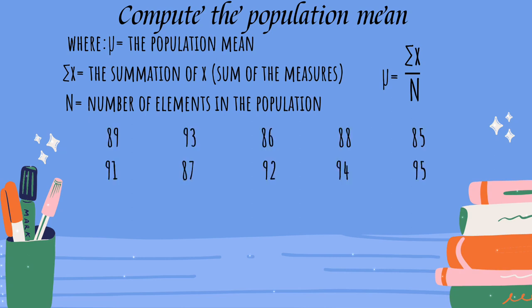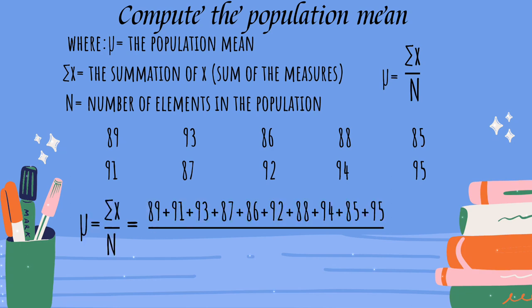We will take the population mean using this formula. All we have to do is just add them all up and divide by 10, because n represents the number of elements in the population. If we add all of these, that is 900. Then 900 divided by 10 is equal to 90.